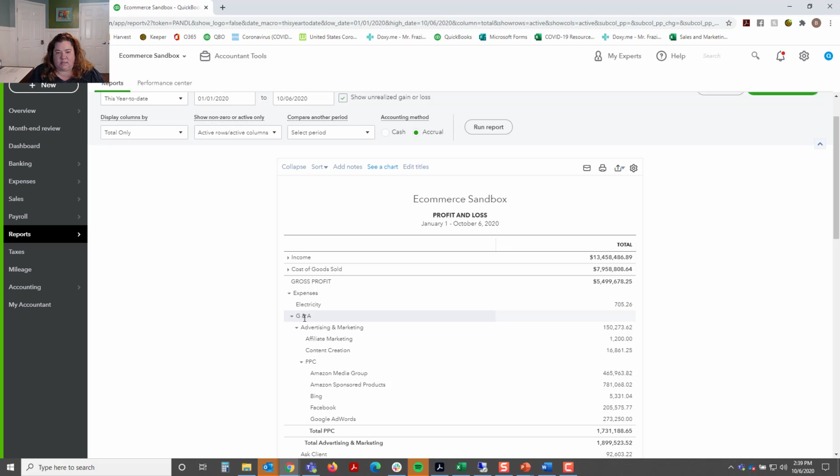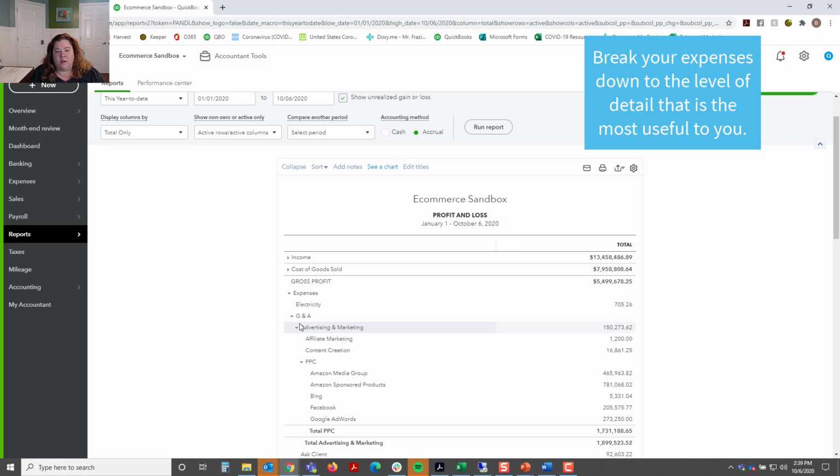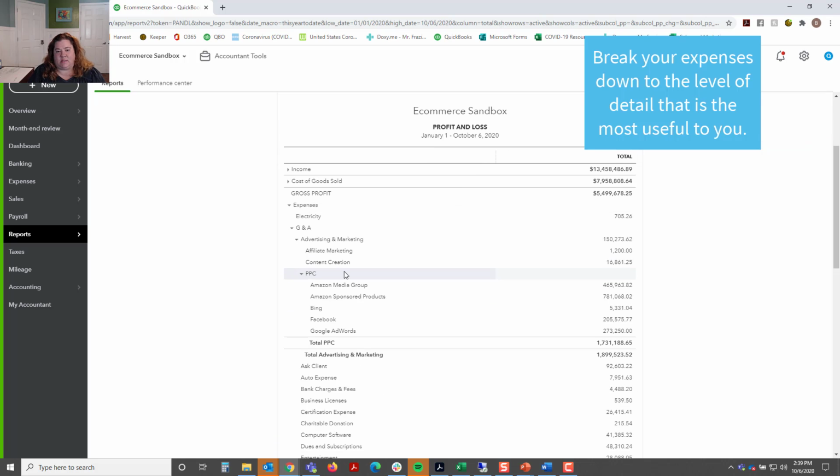Here it looks like they have this one set up to be general and administrative, but you can also break it out according to advertising, marketing expenses, sales expenses. You can break this out however you want. You can use subcategories to have this present any way you want it to. So in this case, you can see we have some subcategories to give us more information.